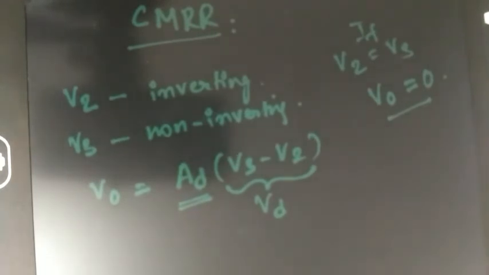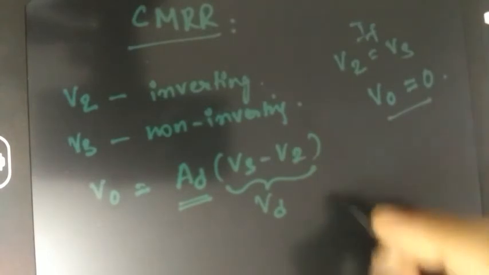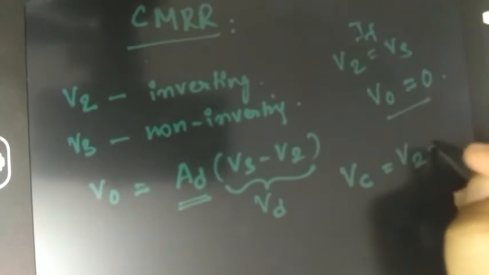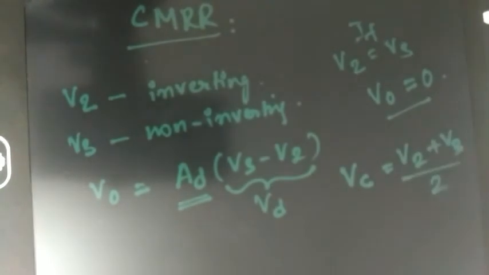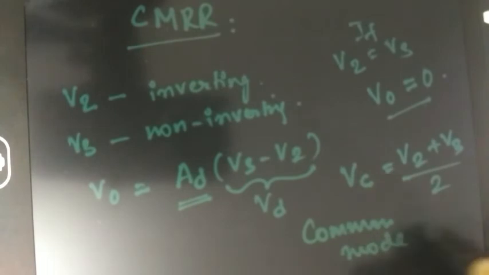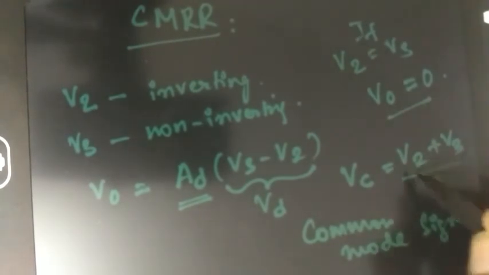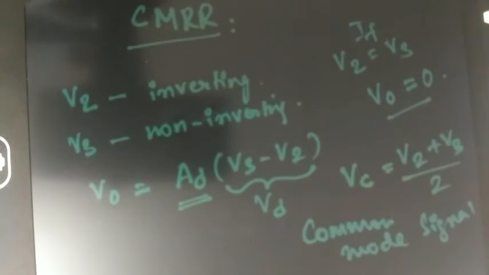So how do we calculate that average level of the signal? We can calculate the average level by simply writing the average of the signals. This is called the common mode signal. So VC is equal to the average: just add the signals and divide by 2 to get the common mode signal. We will consider both the difference of the signals as well as the average of the signals.